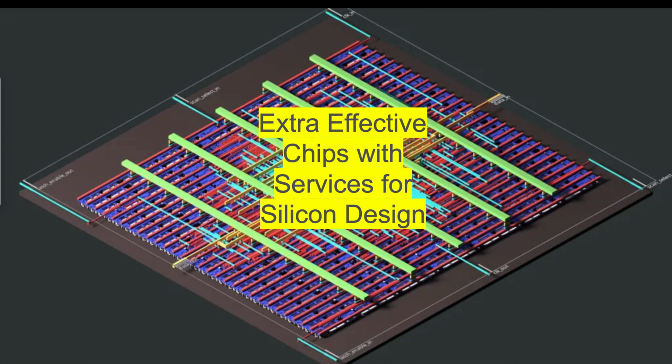In this video, I am going to be talking about extra effective chips with services for silicon design. I'm going to be specifically talking about the silicon design services. That's what I'm going to be talking about in this video.